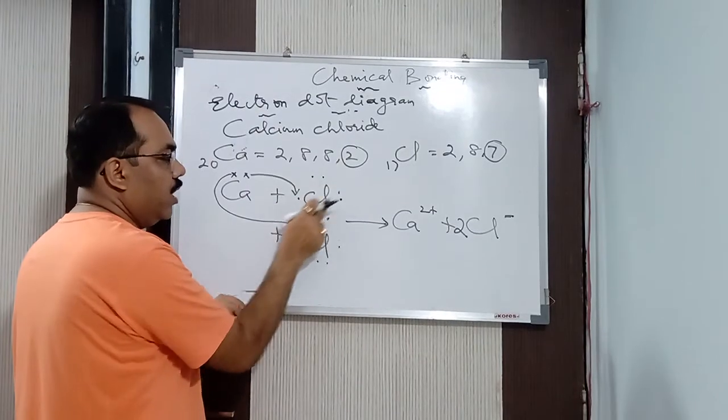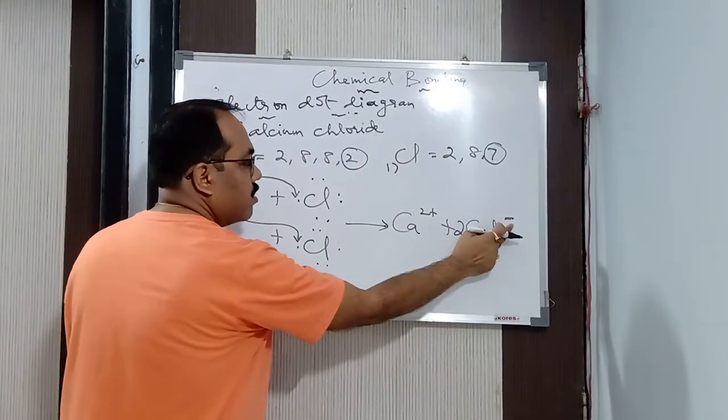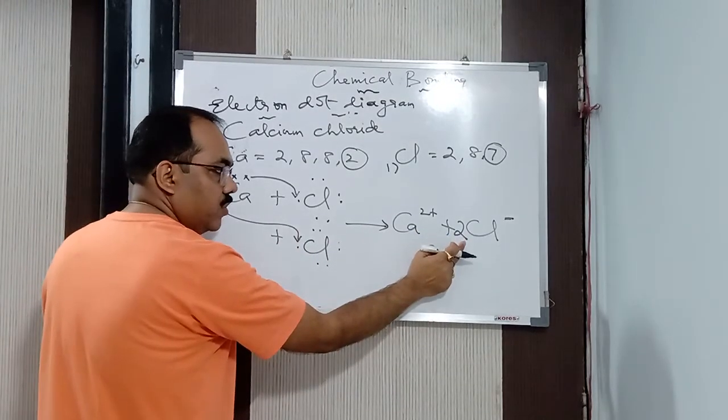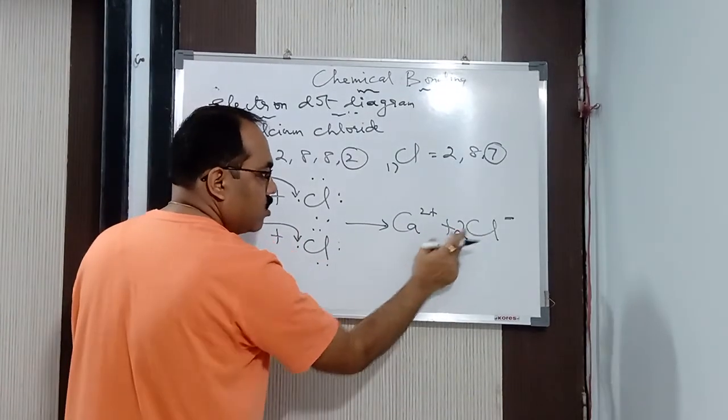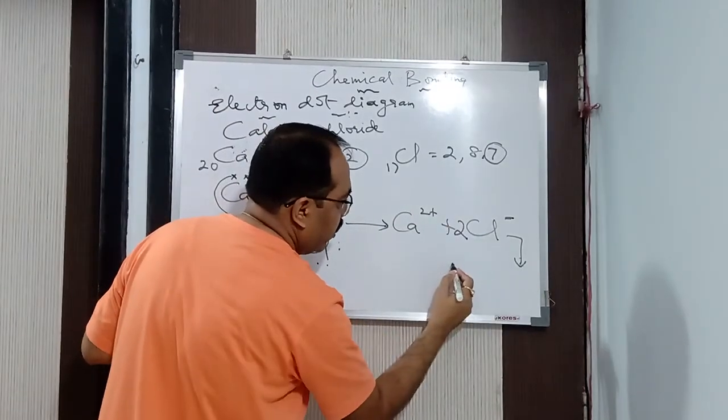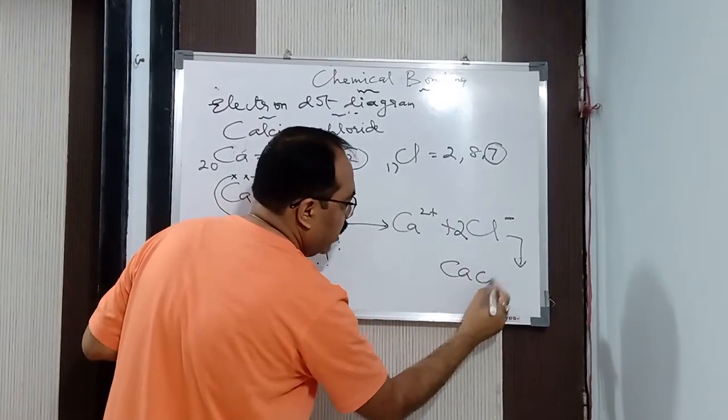One chlorine atom gains 1 electron, so it is Cl minus. How many chlorine atoms are there? 2 chlorine atoms, hence I have written 2 here. Don't write Cl2 minus. It is 2 Cl minus. One chlorine atom gains 1 electron. So as a result you get Ca and this is Cl2.